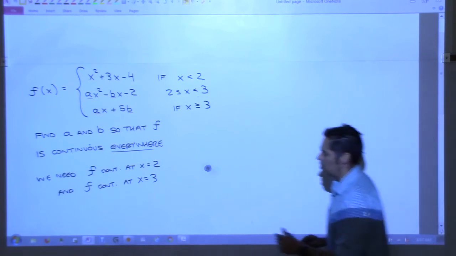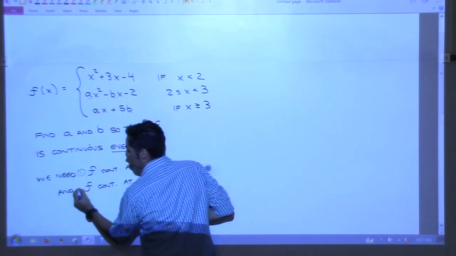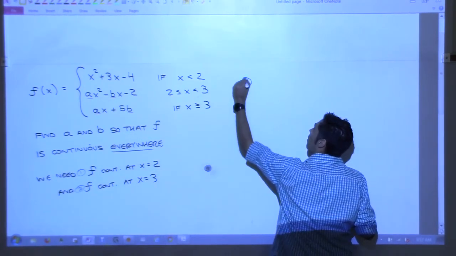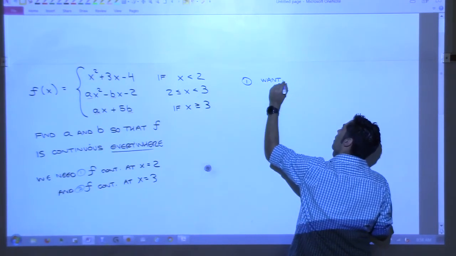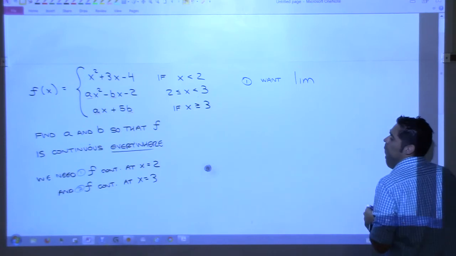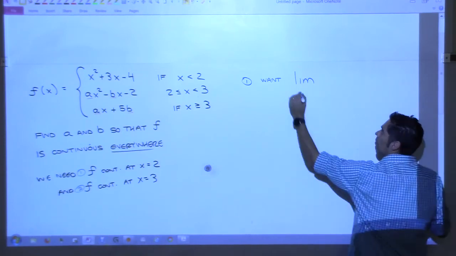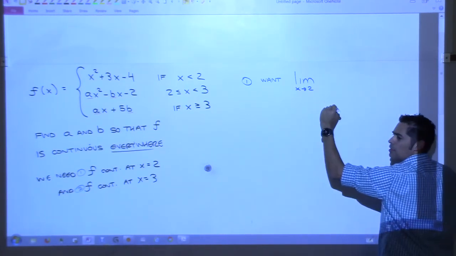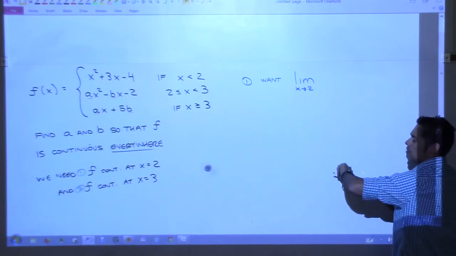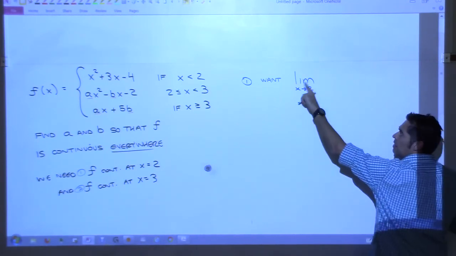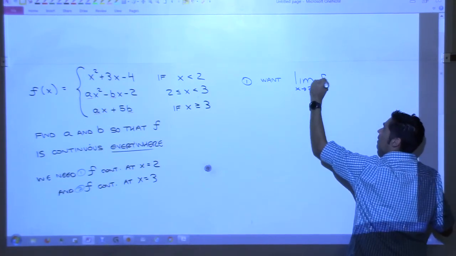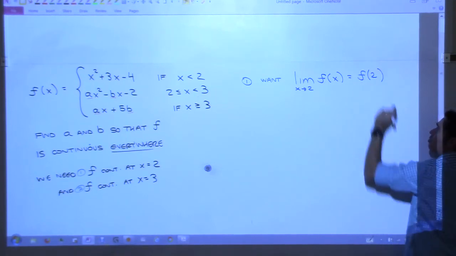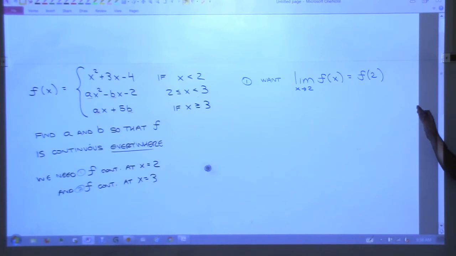So let's talk about this first condition. We'll label these condition 1 and condition 2, all right? So let's work on that first condition. For the first condition, we want the limit as x approaches 2. That's not the definition, you're doing the scratch work right now. Limit as x approaches 2 of what? The function, right? f of x. That needs to be equal to what? f of 2, right? That's what we need to happen for this to be continuous.